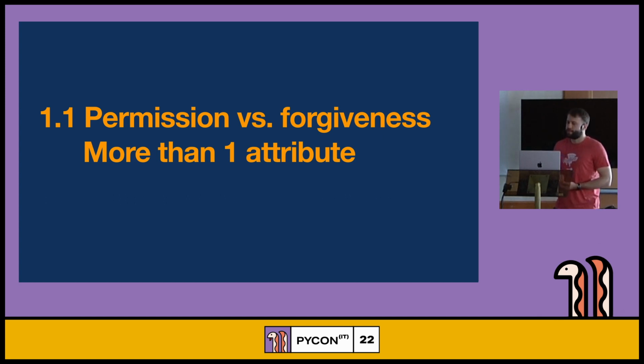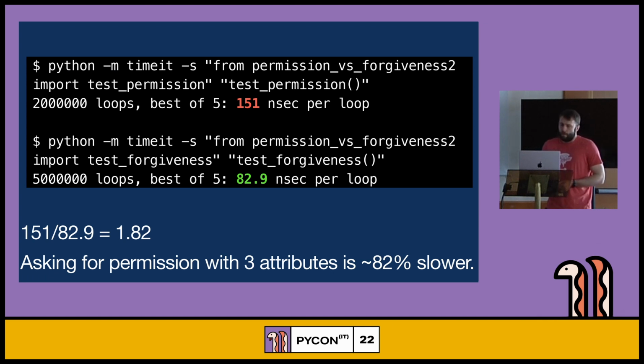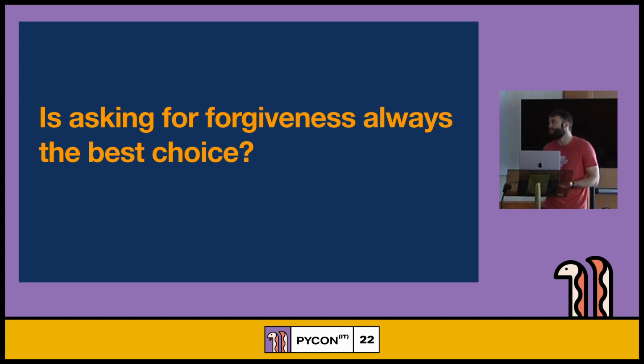But what if our class has more than one attribute and we still need to check all of them? So this time I'm using a class that is supposed to have 3 attributes, and we still want to check all of them before we perform some action. If we run the benchmarks with more attributes to check, we can see that asking for permission is around 80% slower. So does it mean that asking for forgiveness is always the best choice?